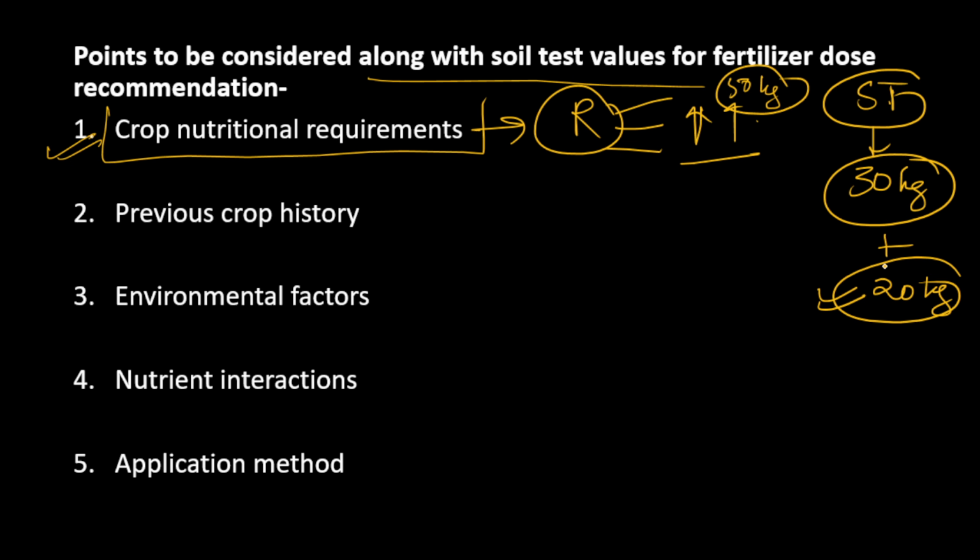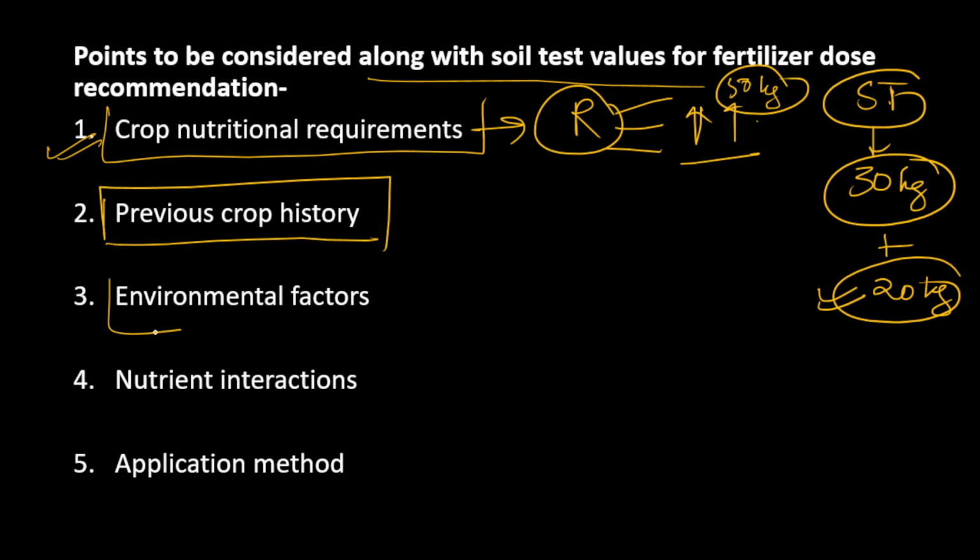This is how knowing the crop nutritional requirements can help us in fertilizer dose recommendation. We will check the previous crop history, what the dosings were in previous crops and how they performed with those dosings. We will keep those dosings in mind, and that will help us in current dosings.